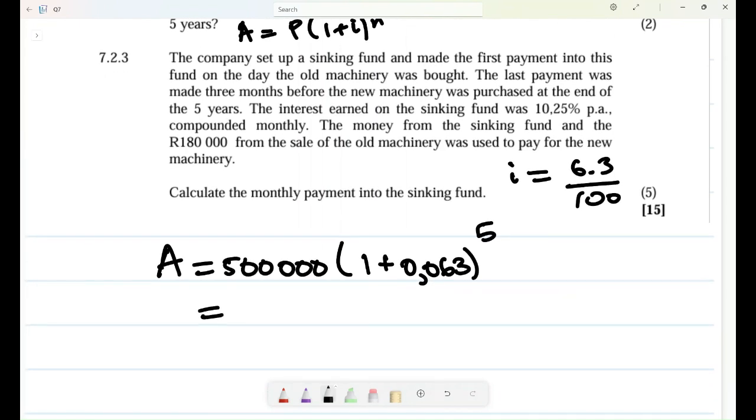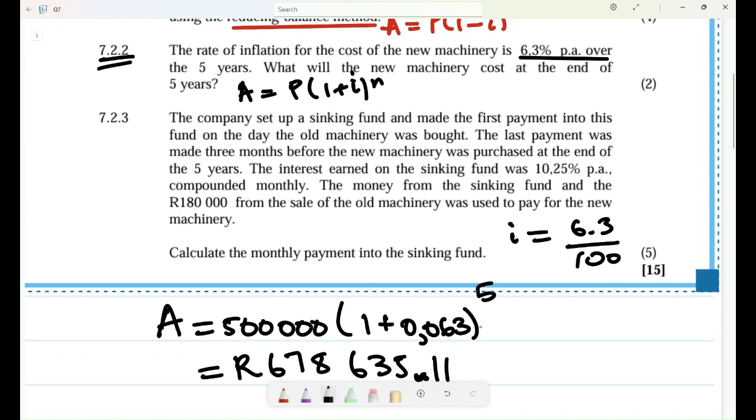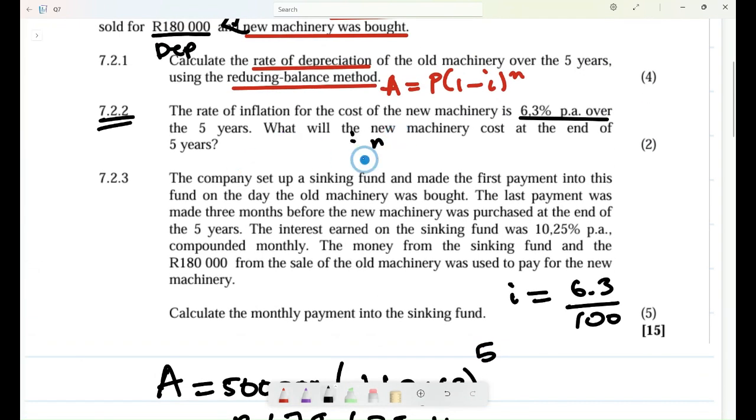So A is going to be equal to 500,000 times (1 plus 0.063) raised to the power of 5. So as I've said, it's going to increase. It's going to be 678,635.11. This is my inflation amount. Let me just put it here. Inflation amount. It is how much?